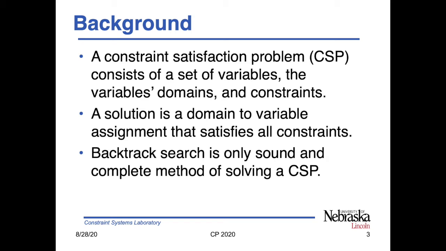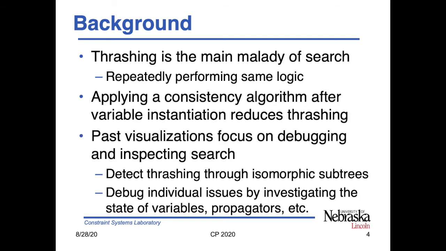As I said, backtrack search is the only way of soundly and completely solving a CSP, and thrashing is the main malady of search. Thrashing, though, is repeatedly performing the same logic without being able to progress in search. So we apply a consistency algorithm after a variable instantiation, and this reduces thrashing by removing from the domains of the variables values that could not possibly be in a solution to the CSP. In this work, we consider a higher level consistency to be a consistency that is higher than generalized arc consistency, which is the industry practice.